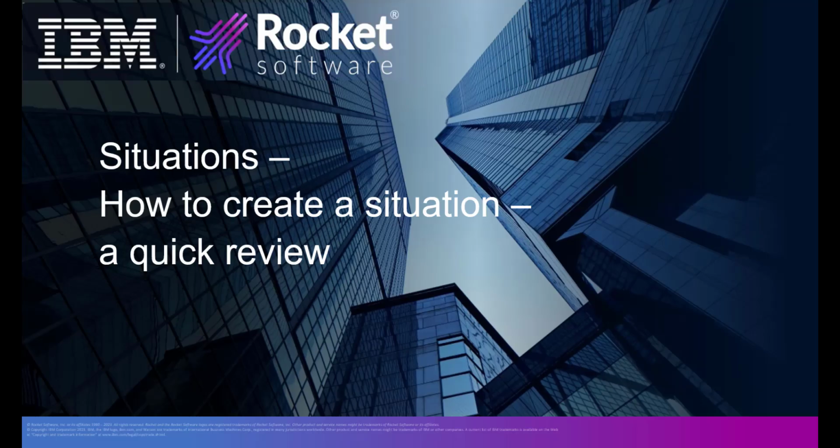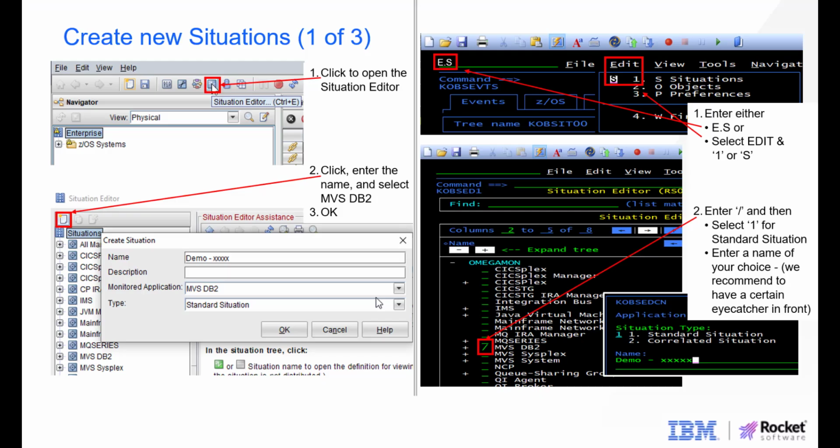But before we go into the specific Take Action use cases, let's shortly repeat the way how to create a situation in both the Tivoli Enterprise Portal and the Enhanced 3270 UI. I'm showing on the left the steps in Tivoli Enterprise Portal and on the right side the equivalent steps in the Enhanced 3270 UI. So first, open the situation editor.